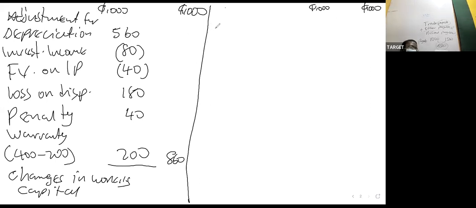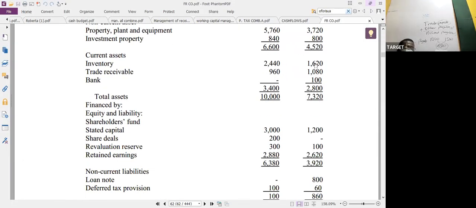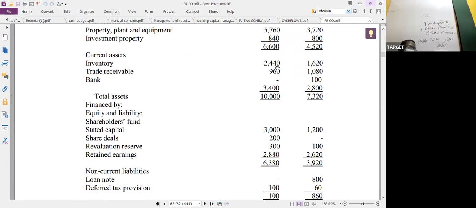Now let's start. What are the 3 items? Inventory, trade receivable, and trade payable. These 3 items. Take note of that. So let's go inventory. Here you check whether inventory has increased or decreased. Inventory is here. I started 1,620 and then it's 2,440. Increase or decrease? Increase.